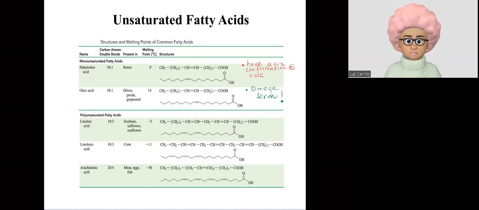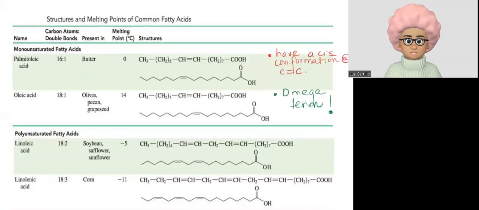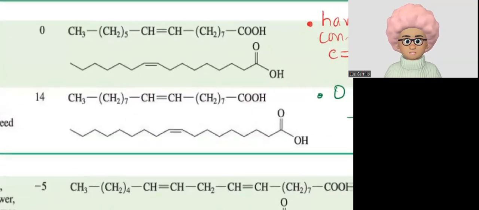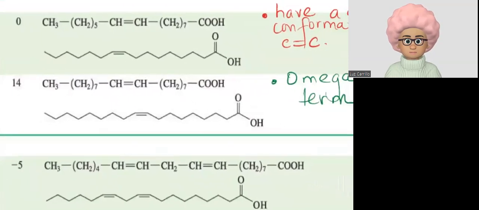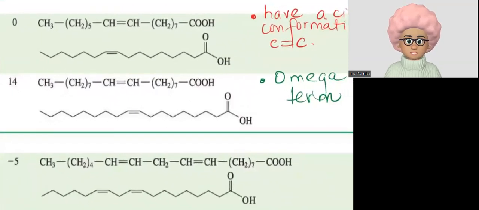So how do we determine the omega term in a particular fatty acid? To do this, I'm going to utilize oleic acid as an example. In oleic acid, the first thing in order to determine the omega term is that you're going to number the carbon atoms in your fatty acid starting from the end that is opposite from the carboxylic acid. So I'm going to number that unsaturated fatty acid starting here.